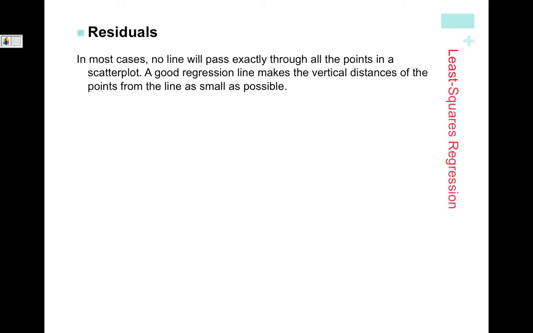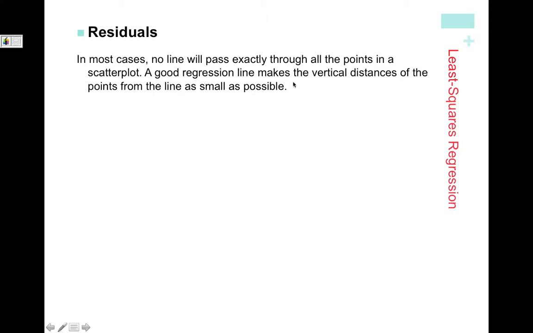Today we talk about residuals and calculating our least squares regression line. In most cases, when we have data, a line will not go through every point in the scatter plot. It's just not going to happen. When we collect data, it's almost never going to have a perfect correlation of 1.